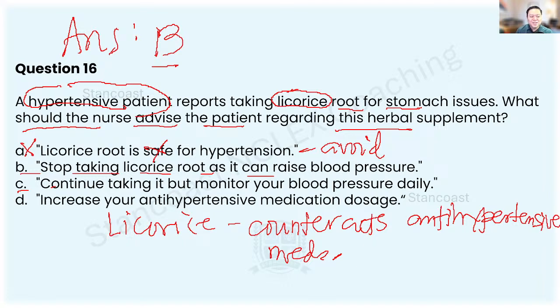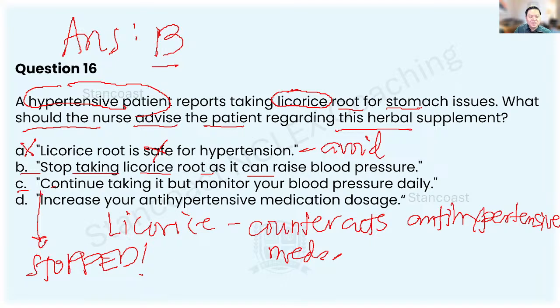So that simply means that you're not compliant if you're telling that to the patient. Continue taking it, but monitor your blood pressure. Monitoring the blood pressure is important, but stopping the licorice root is necessary. So it should be stopped.